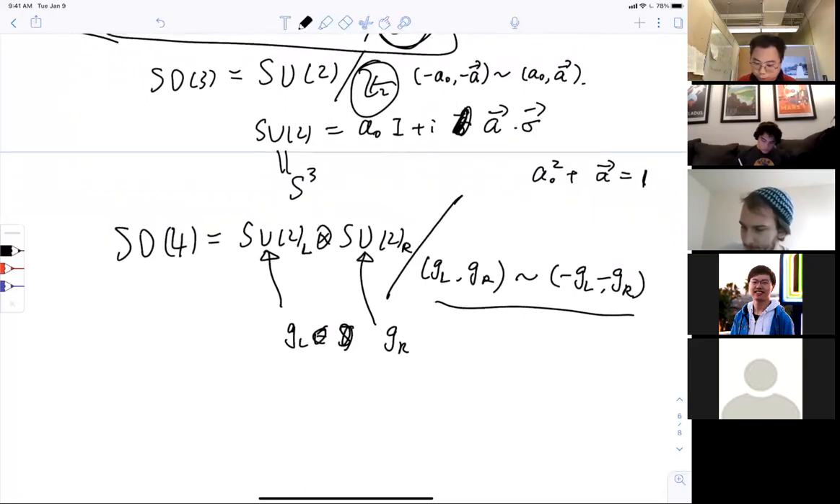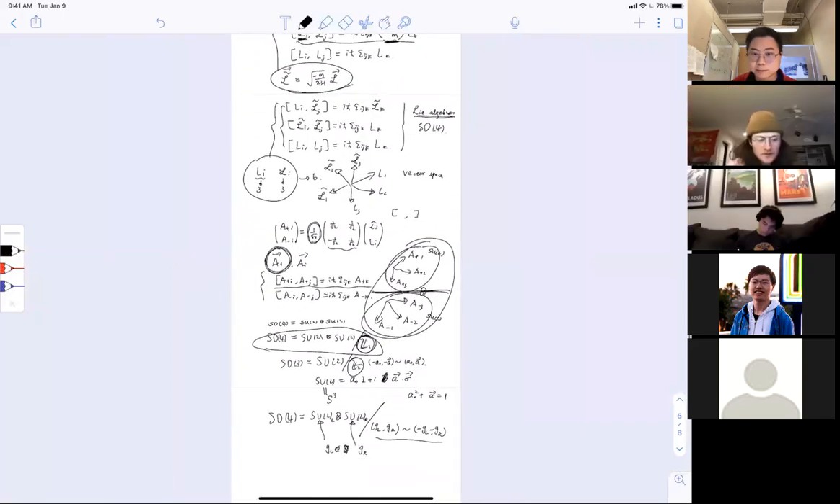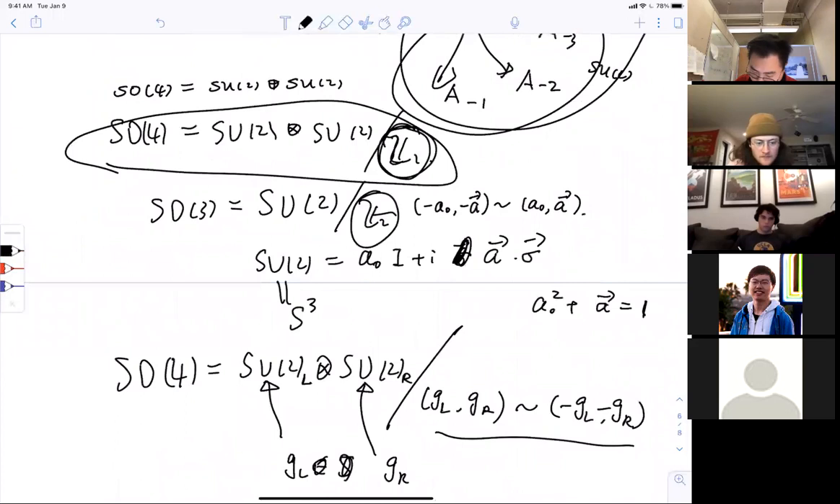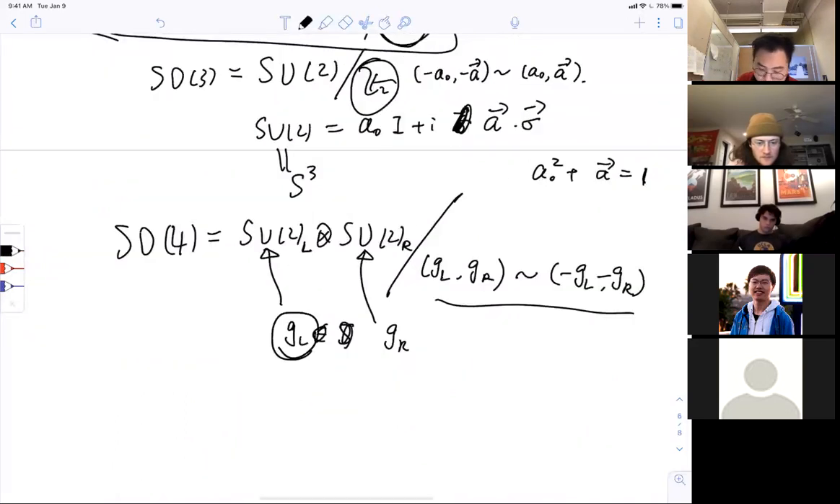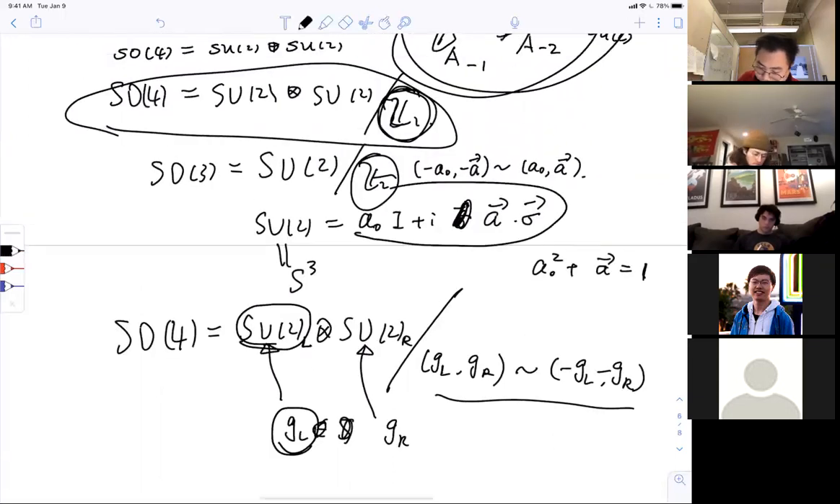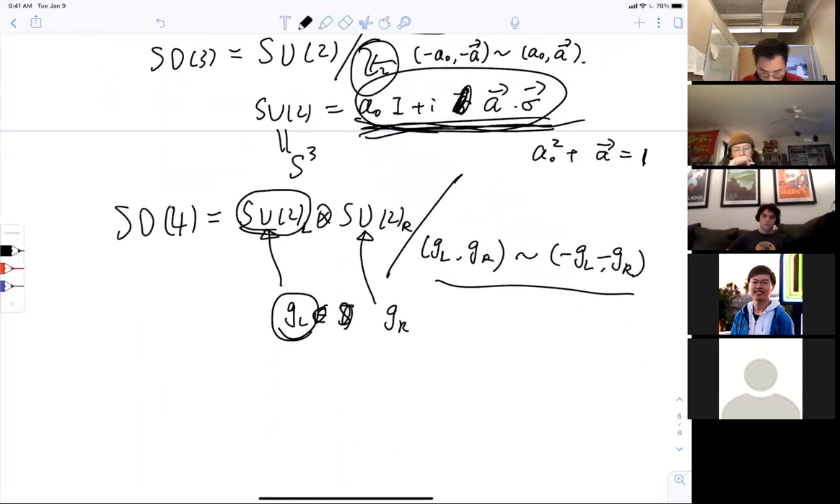By the way, any questions so far? Could you explain what the little g's are one more time? Oh, little g is just an element in this group. Okay. Yeah, generally, it can be represented this way, right? Okay.